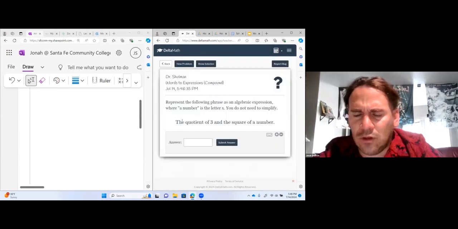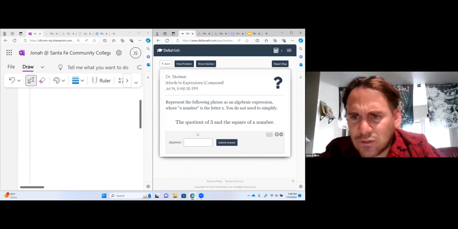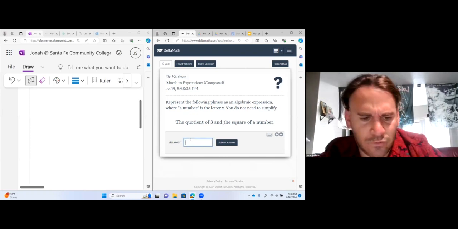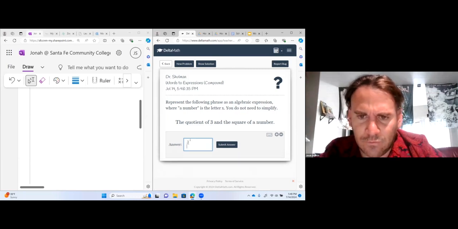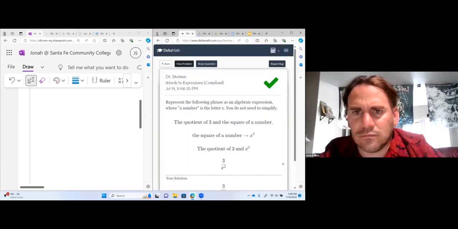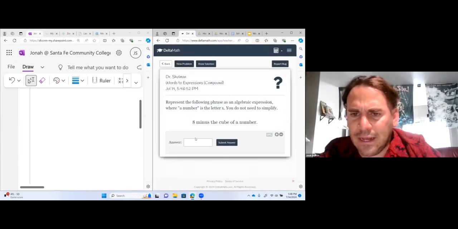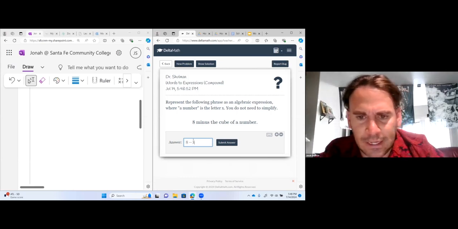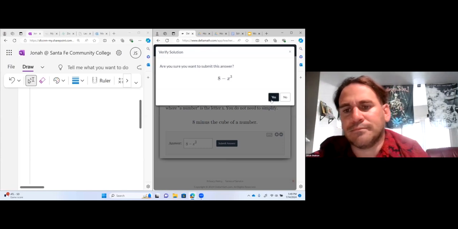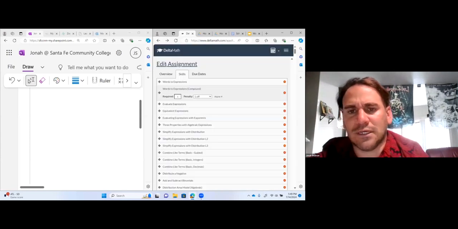All right, so the quotient of 3 and the square of a number. Quotient means to divide. So the quotient of 3 divided by x squared. Ta-da! Let's do one more. 8 minus the cube of a number. 8 minus x raised to the third power. And do as many of these as you want to get good at it.